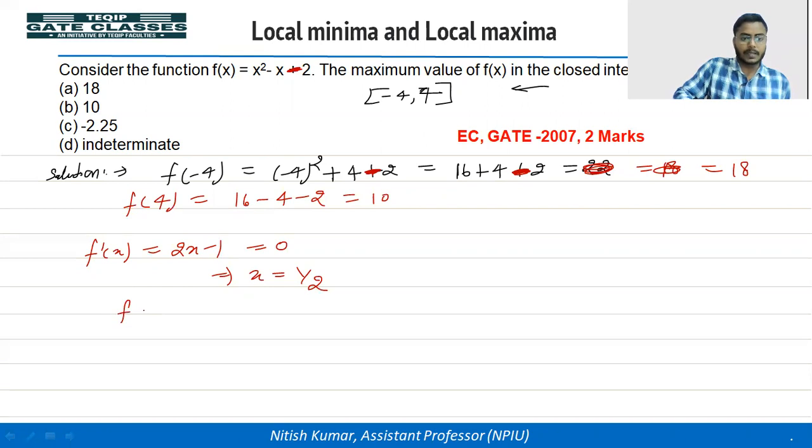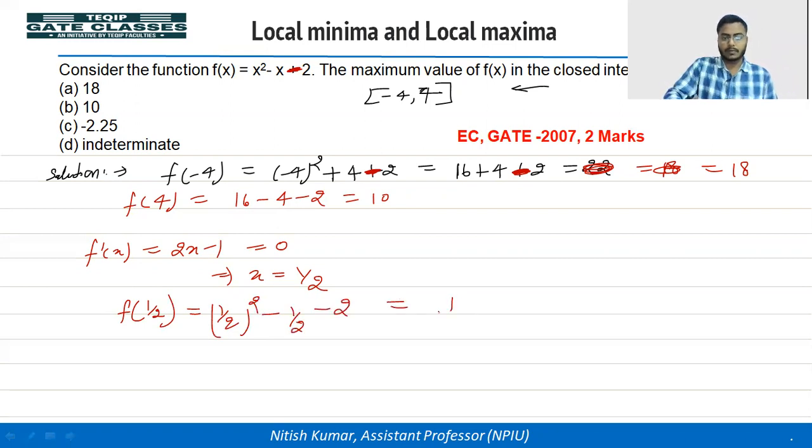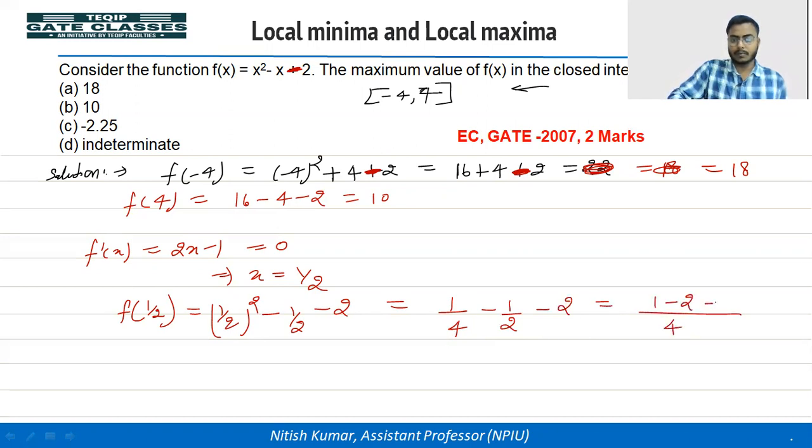So what will be the functional value at 1 by 2? We can calculate: 1 by 2 square minus 1 by 2 minus 2. So 1 by 4 minus 1 by 2 minus 2. Calculating, 1 minus 2 minus 8 over 4. What do you get here? Minus 9 by 4.